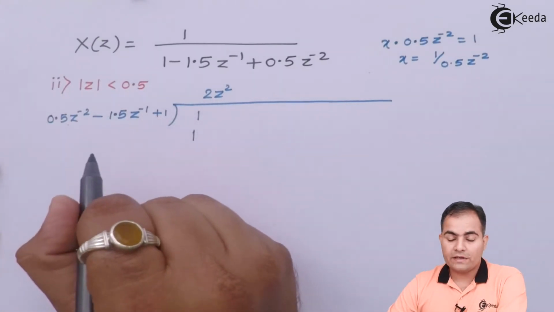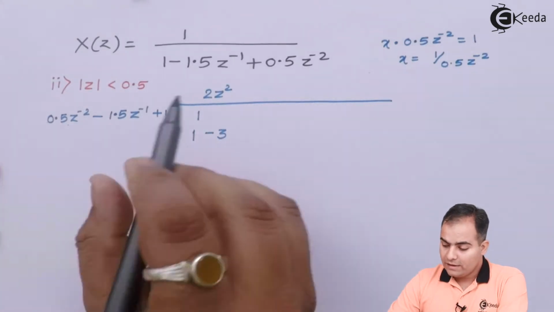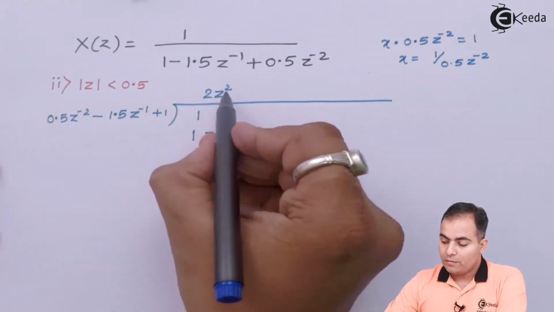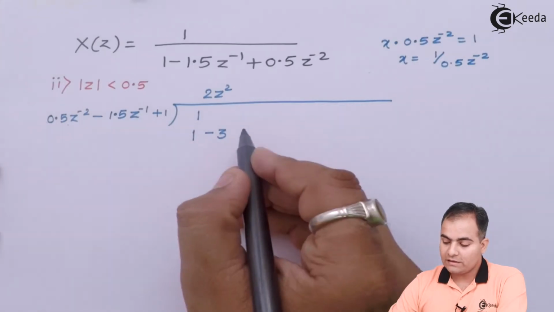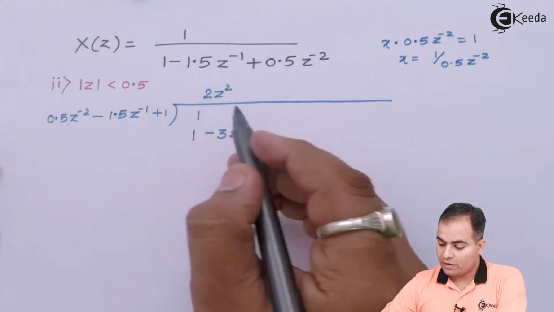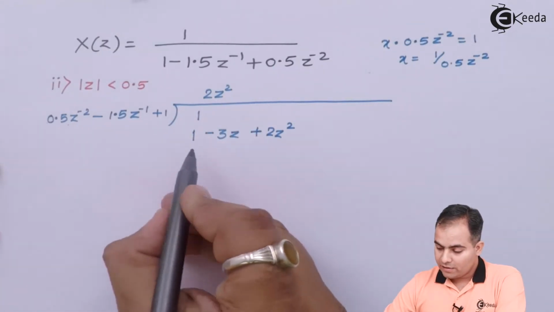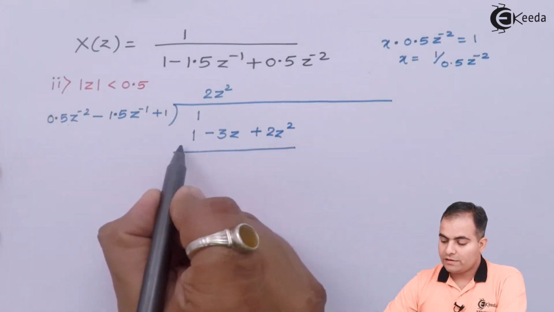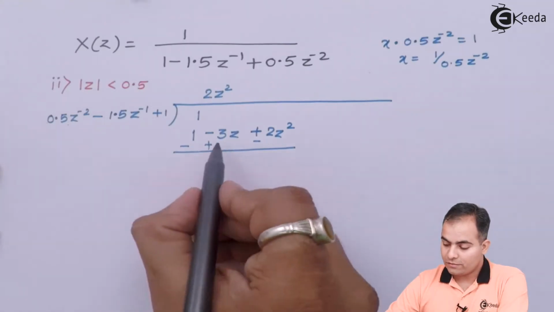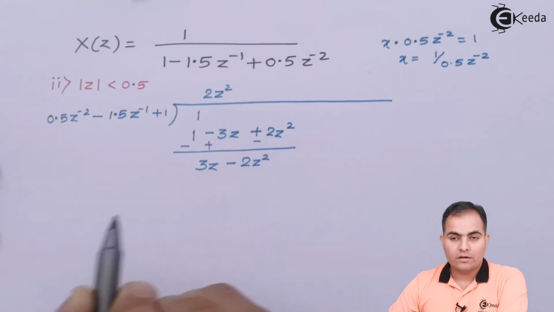2 into 1.5, the answer is 3, but minus 3 z to the power minus 2, and here we have z to the power minus 1. So minus 2 plus minus 1, the answer is z. And the last one, here we have plus 1, so the answer is 2z square. Now we'll change this sign so that both the 1s get cancelled. So what I have got is 3z minus 2z square.